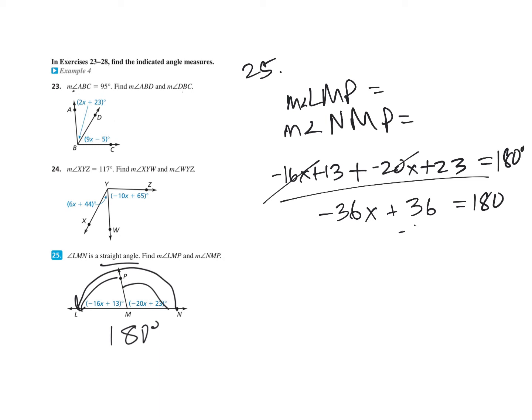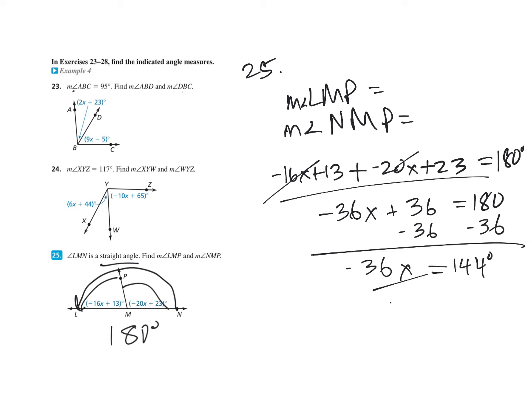Now two-step equations, subtract 36. Negative 36 equals 144. Divide off a negative, and a positive divided by a negative is going to give me a negative. And that's 4. Negative 4 is x. So now we plug negative 4 into each of these angles.